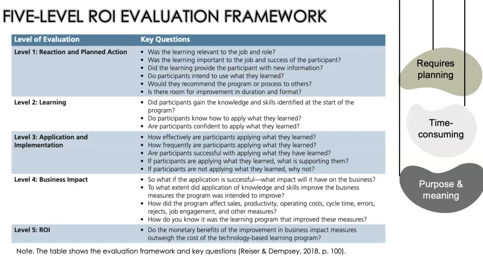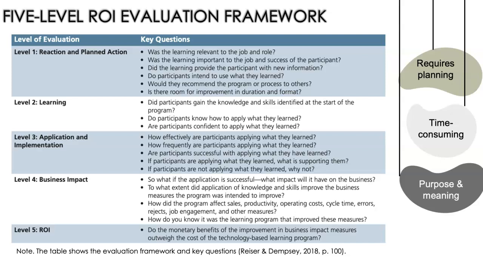In Level 2, learning data represents whether participants acquired knowledge about their strengths, areas of growth, and skills needed to be successful. It answers how confident participants are in applying their knowledge and skills in the workplace. In Level 3, application and implementation data determines whether professionals apply the new knowledge and skills they acquired from the learning program. This category also includes data that describes why learners aren't applying what they learned.